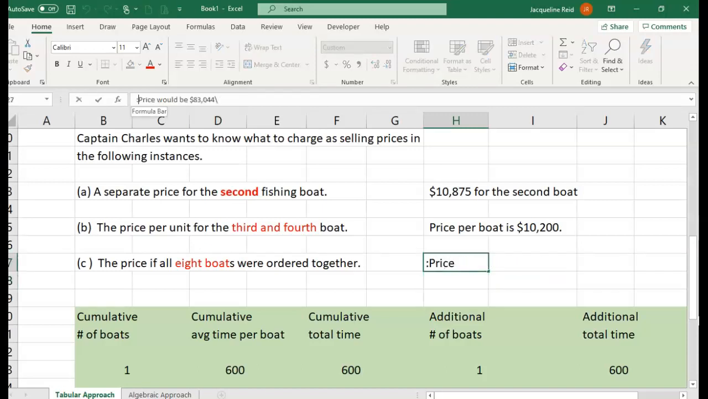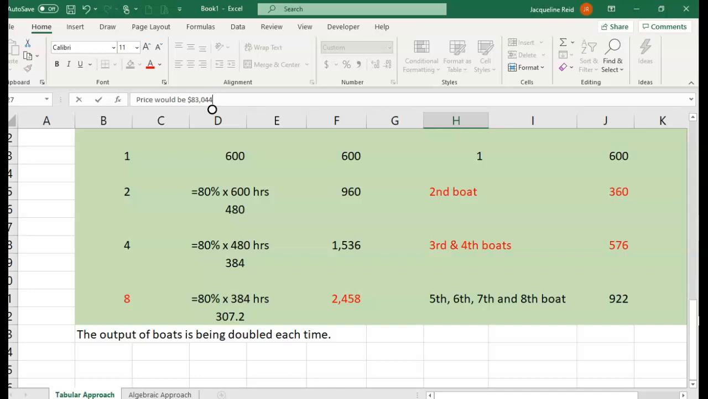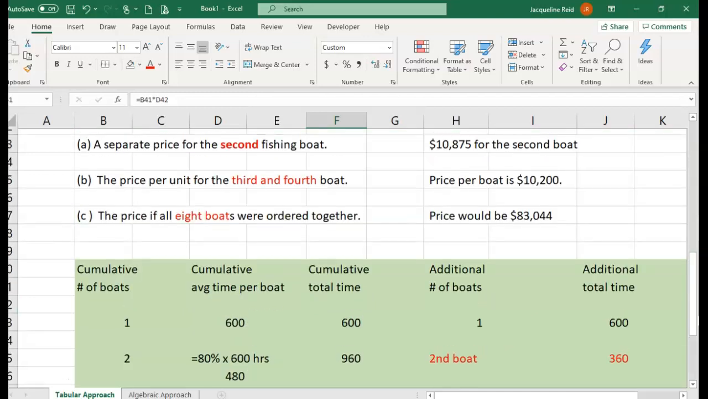All right, so that concludes our tabular approach. So notice the data that they asked for were doubles: the third and fourth, the 8. All right, if they had asked for the 5th, 6th, 7th, and 8th boat, in which case we'd be using this as the labor hour rather than the full 2,458 for all 8 boats. All right, so this is the tabular approach.